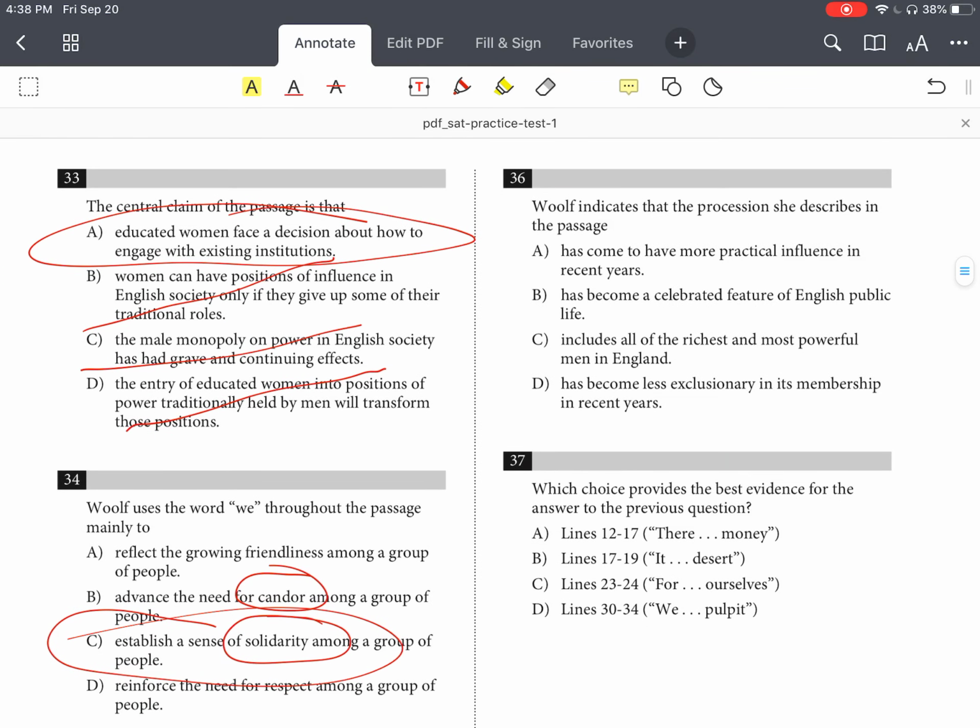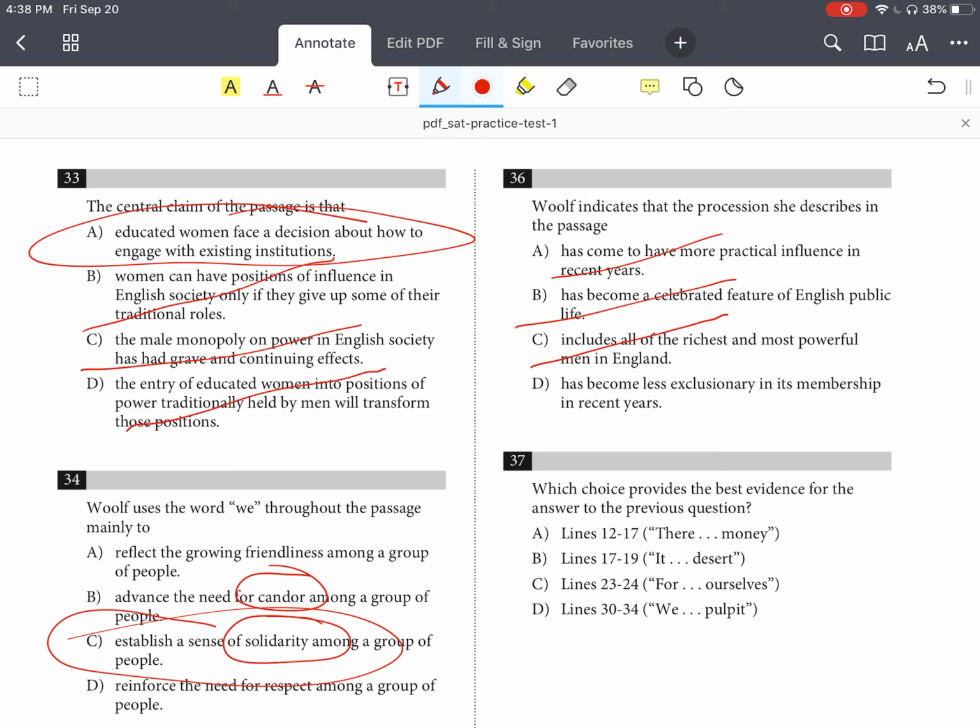36. Woolf indicates that the procession she describes in the passage has come to have more practical influence. That just doesn't seem relevant at all. B, has become a celebrated feature of the English public life. She doesn't say much about features being celebrated. C, includes all the richest and most powerful men in England. We can assume that's possibly true, but she never explicitly says so. D, has become less exclusionary in its membership.